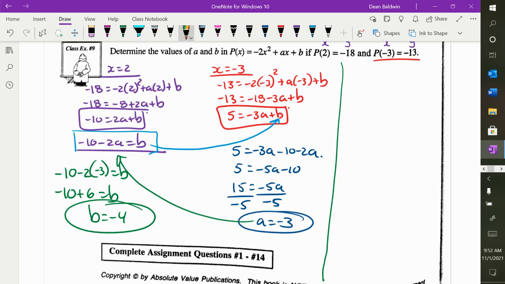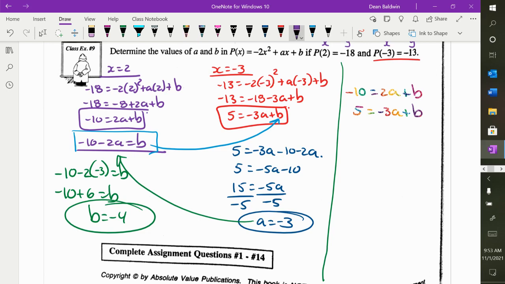I have 2 equations, these 2 right here. I've got negative 10 is equal to 2a plus b, and I've got 5 is equal to negative 3a plus b. You would have done this in grade 10, but you probably don't remember it. You can add equations. You line them all up, the a's over top of the a's and the b's over top of the b's. I want to make the b's go away. What can I do?